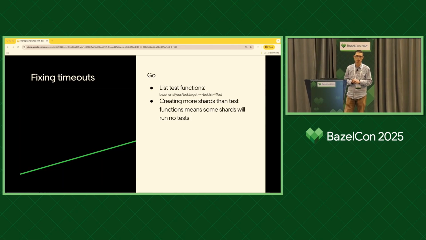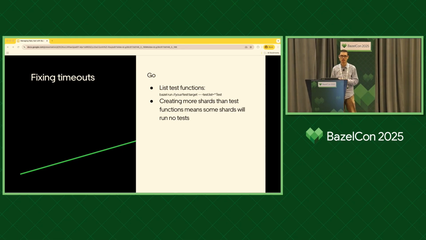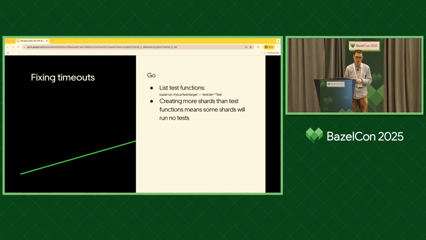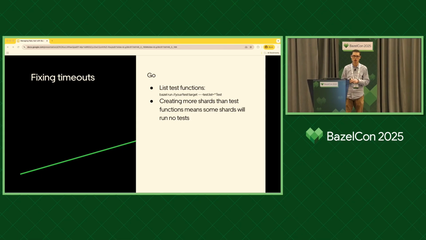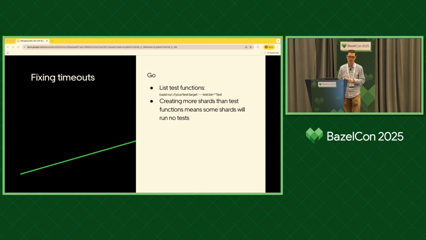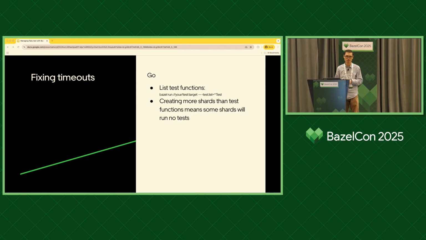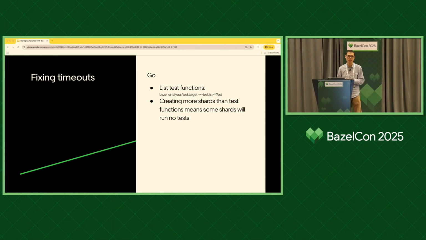However, the test sharding strategy requires support from the test runner. And for Go, the test runner only supports the sharding of the test functions. So we need to set the shard count according to the number of test functions. And to know the list of test functions, we can pass a test.list flag to the test runner of Go. Setting more shards than the number of test functions means some of the shards wouldn't run anything, which is a waste of compute resources.